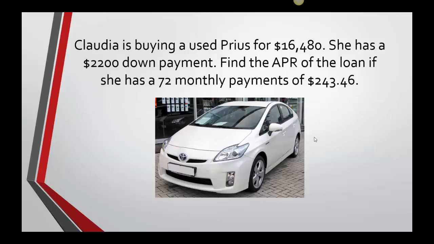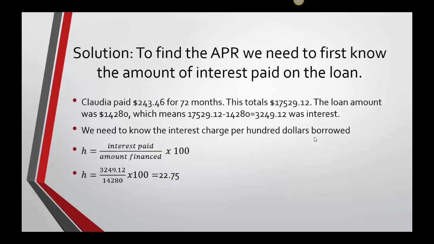Okay. So let's look at one more example. This time, let's say Claudia is buying a used Prius for $16,480. She has a $2,200 down payment, and we want to find the APR of the loan if she has 72 monthly payments of $243.46.